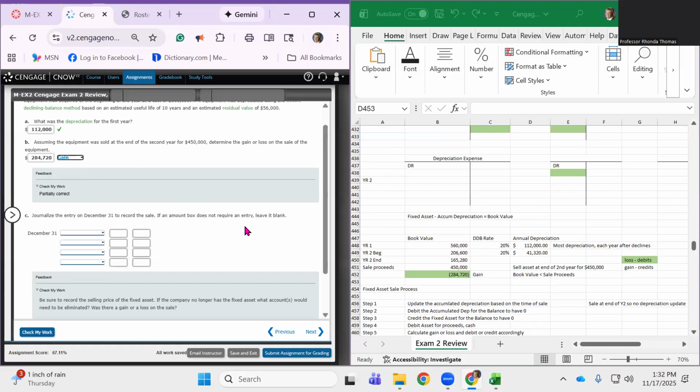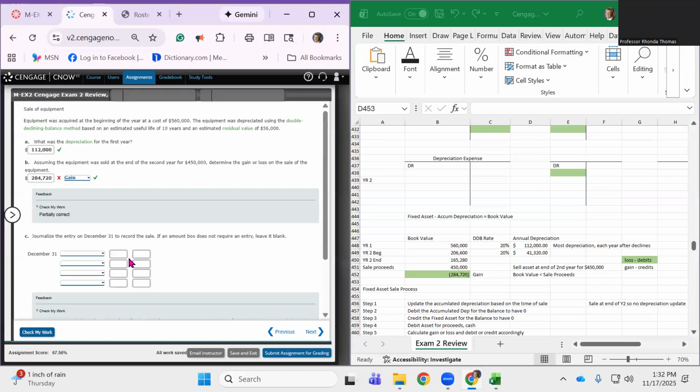Now I don't know if everybody is supposed to get a gain or if there's a chance of it being a loss. So let me go ahead and see what I've done here. We got the first year depreciation. And we might have to go to 2 decimal places, but we know it's a gain.